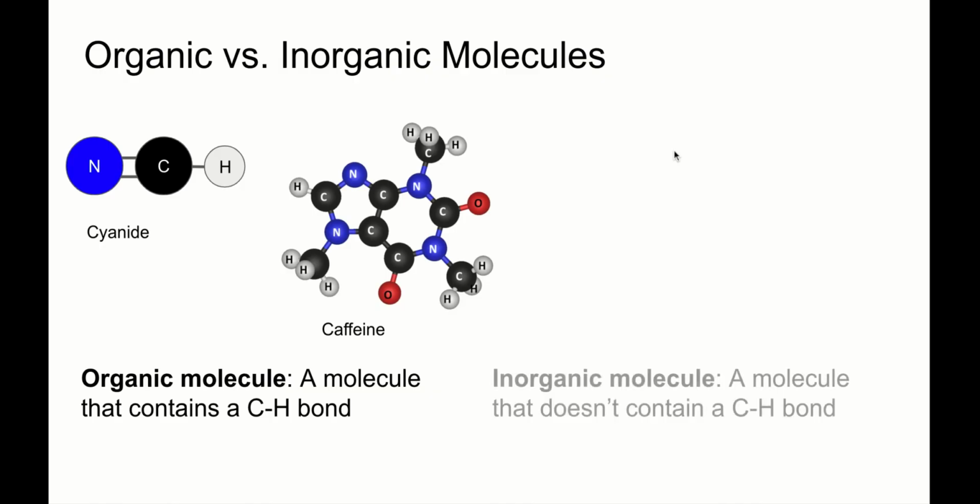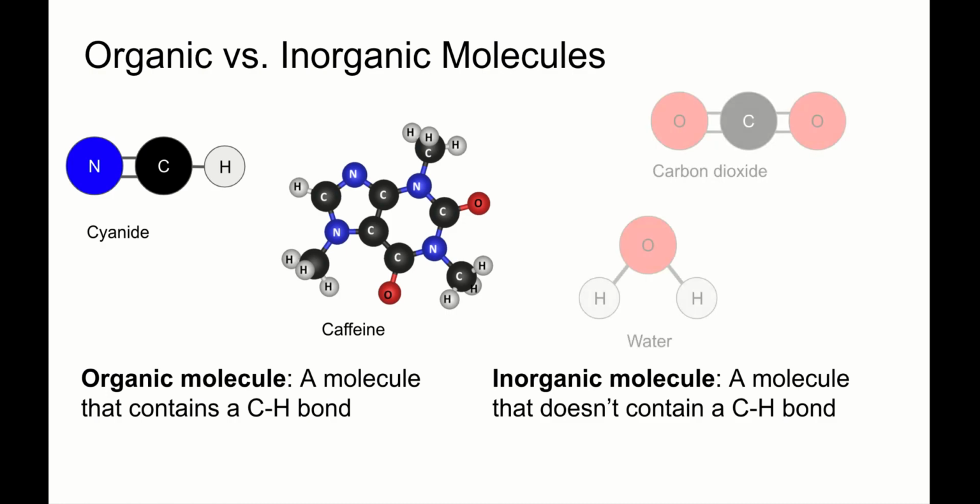On the flip side, we have inorganic molecules. These are molecules that don't contain a CH carbon-hydrogen bond. And here are 2 examples. This is carbon dioxide. We can see a carbon bonded to 2 oxygens. There's no carbon-hydrogen bond here, but there is a carbon. Doesn't count. This is water. Again, we've got hydrogens now, but we don't have a carbon-hydrogen bond. This is an inorganic molecule as well.